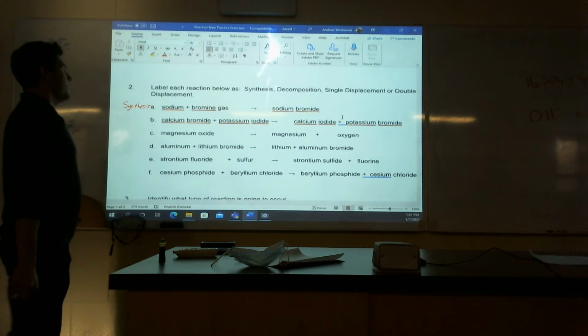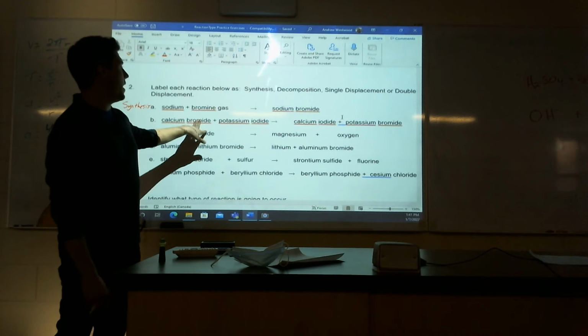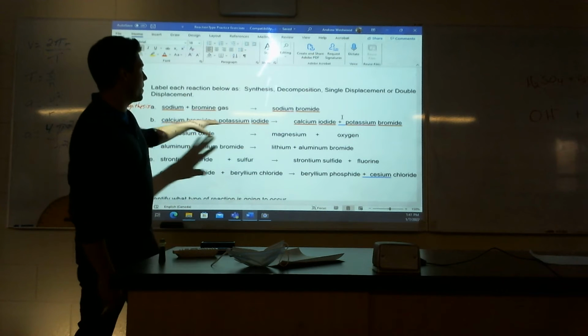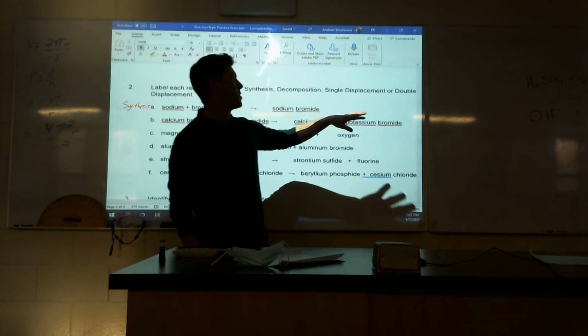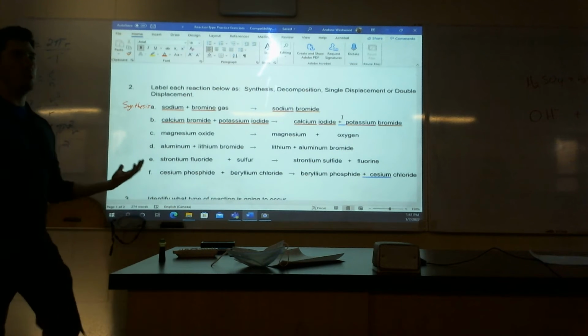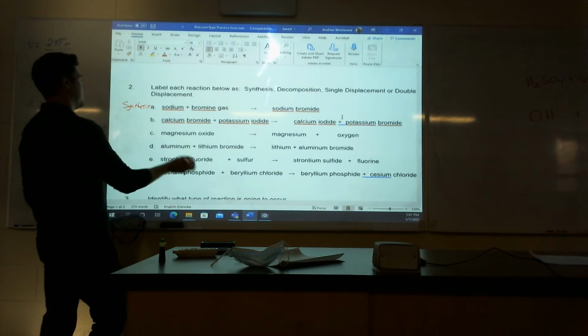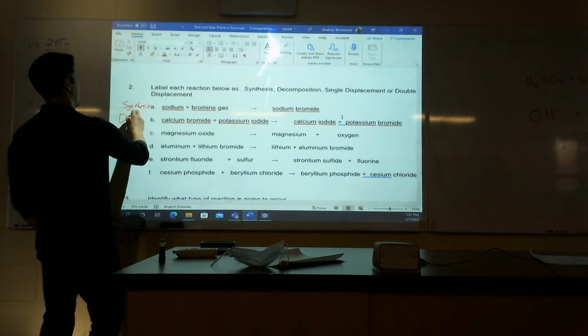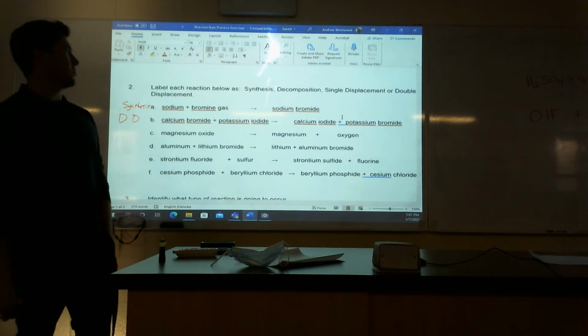All right, next one. Calcium bromide and potassium iodide, compound. Over here, calcium iodide, potassium bromide, compound. And so 2 compounds on both sides. This one is going to be a double displacement. I'm just going to write down D and D for a double displacement.